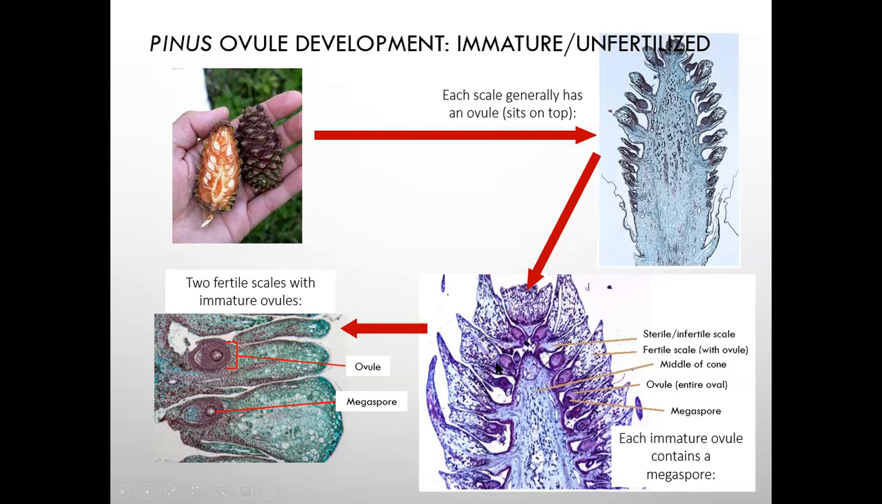And each immature ovule will contain a megaspore. So here you see two fertile scales, here and here, and those contain our immature ovules, and each of those has a megaspore with it. If you remember from seedless plants, we had the megasporangium and the microsporangium that created our megaspore and microspore. The ovule here is kind of like the megasporangium, creating the megaspore that will then produce our megagametophyte.